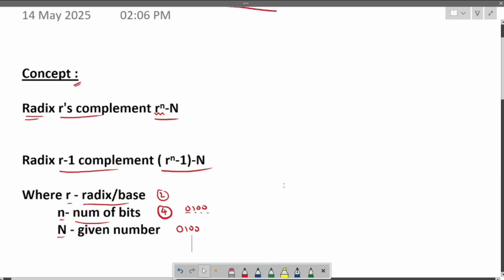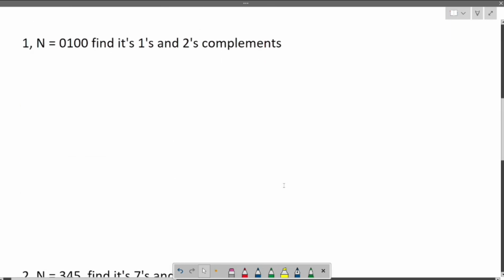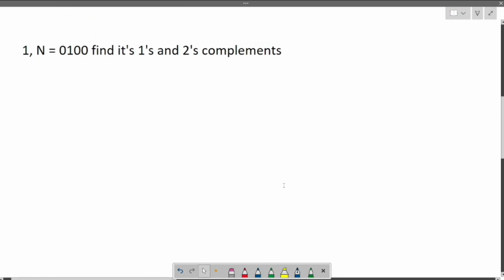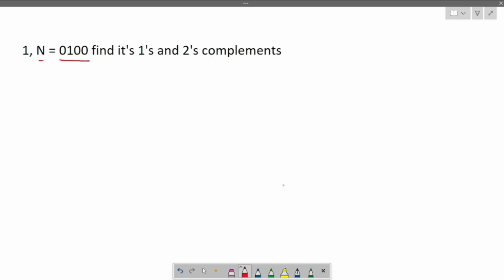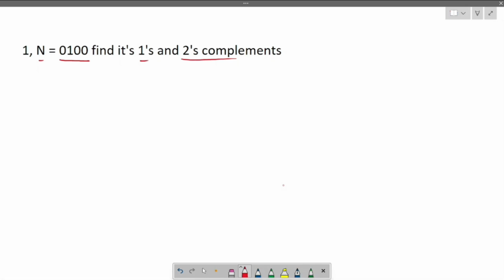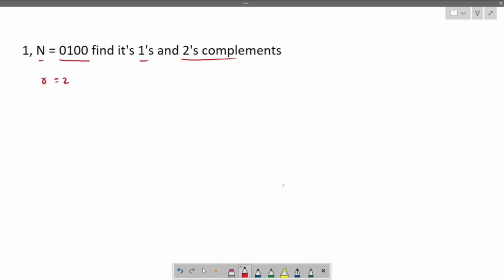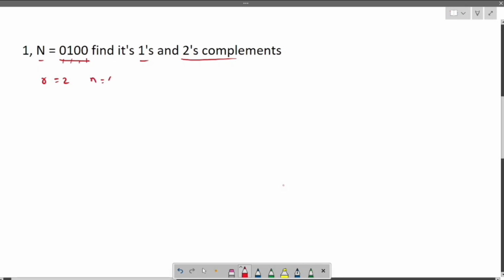Now let us go into the problem section. Let us take the first question. The given number N is 0 1 0 0. Find its 1's and 2's complement. First, the base is 2, and the number of bits is 4, like 1 2 3 4. And N we have already written here. We need to find 1's and 2's complement.